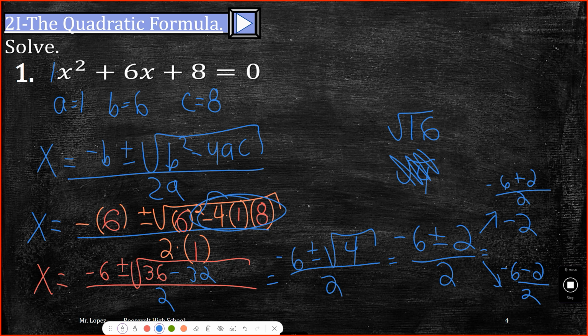And then negative 6 minus 2. Get a calculator if you don't know your negatives and positives. What's negative 6 minus 2? Negative 8. Negative 8 divided by 2? Negative 4.